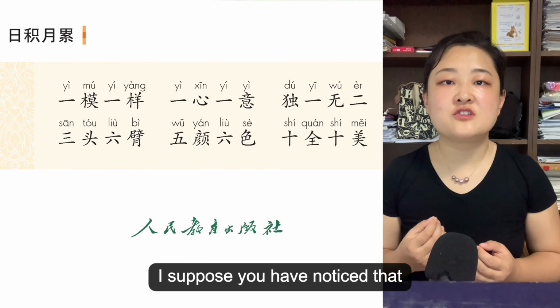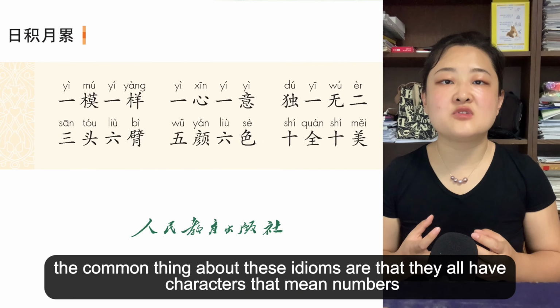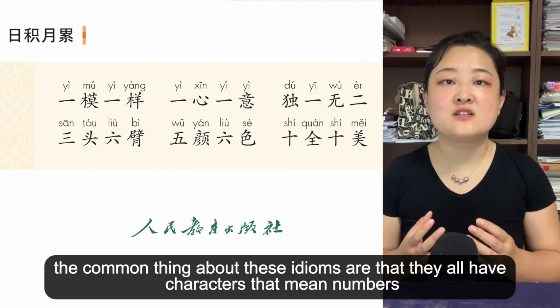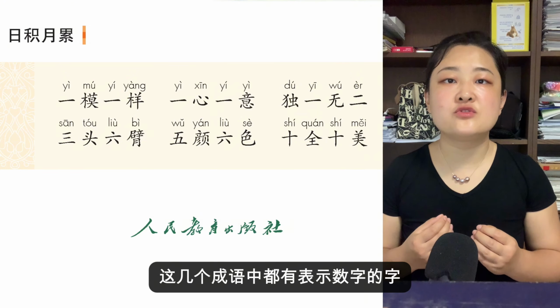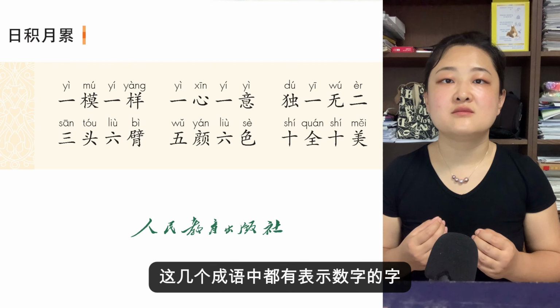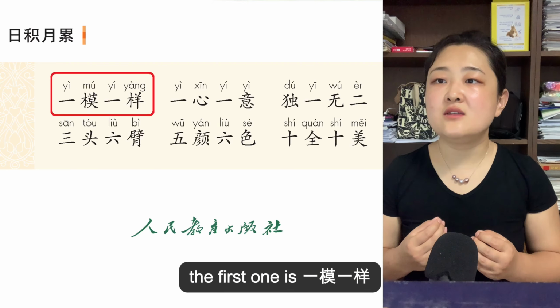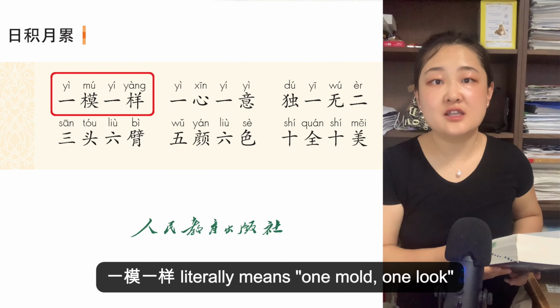I suppose you have noticed that the common thing about these idioms is that they all have characters that mean numbers. 这几个成语中都有表示数字的字。The first one is 一模一样。一模一样 literally means one mold, one look.